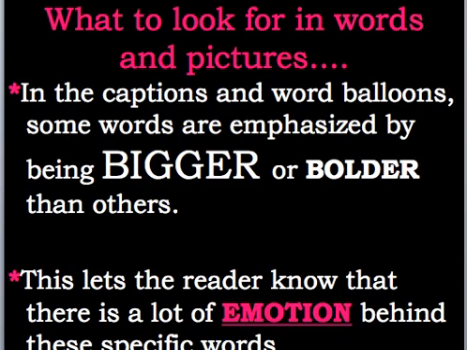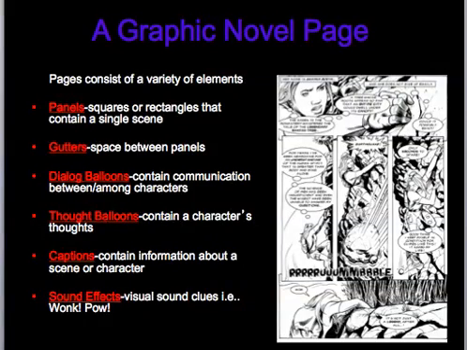In the captions and word balloons, some words are emphasized by being bigger or bolder than others. This lets the reader know that there's a lot of emotion behind these specific words. So a graphic novel page, just to go over again: pages consist of a variety of elements. Panels, squares or rectangles that show a single scene. Gutters, the space between the panels. Dialogue balloons contain communication among characters. Thought balloons contain a character's thoughts. Captions contain information about a scene or character.